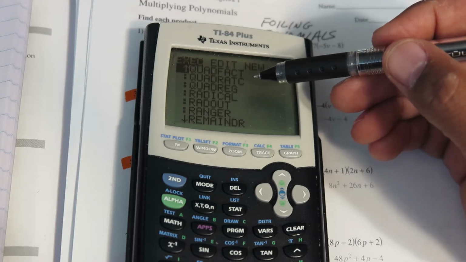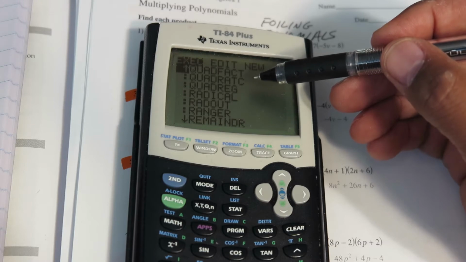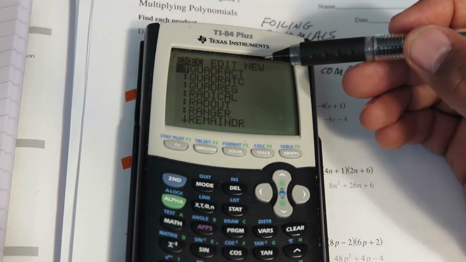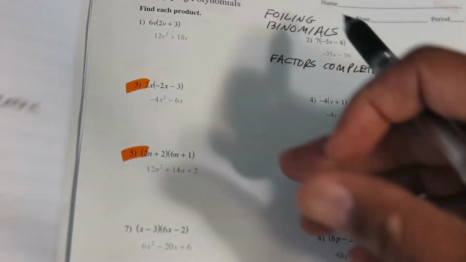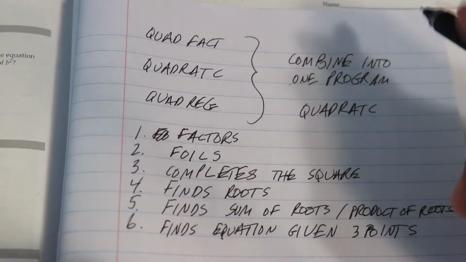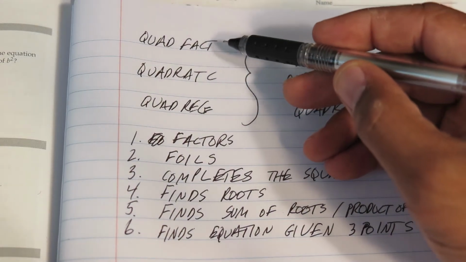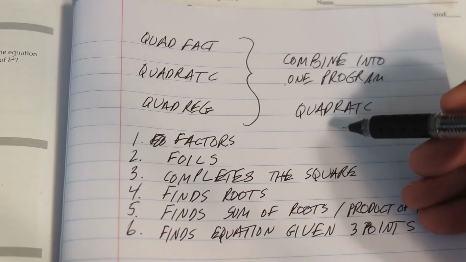And I had a realization or epiphany: why do I have 3 different programs when I can basically combine all of these functions into one program? So that's what I've done, and that's what this video is about. I've written a program and I call it QUADRATIC since it just deals with quadratics. And it combines the QUADFAC, QUADRATIC, and QUADRegression, and it puts it into one program.